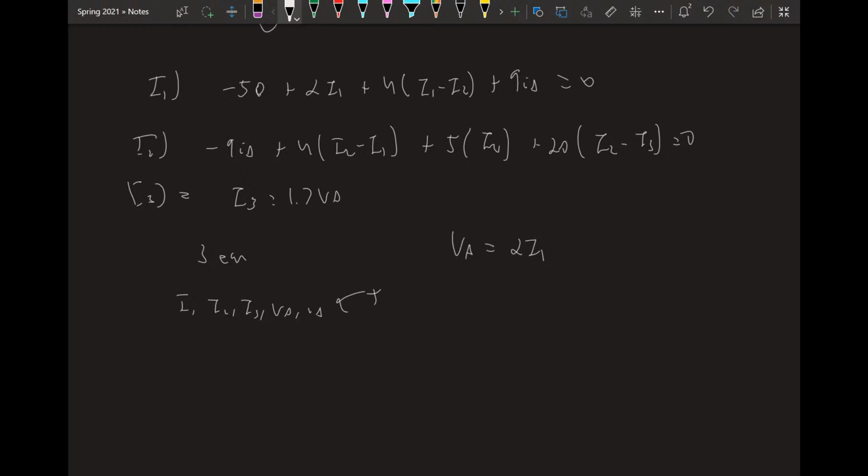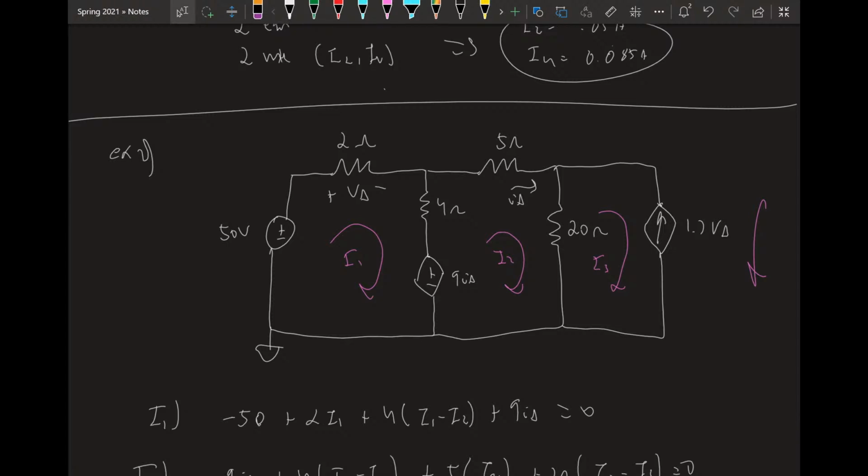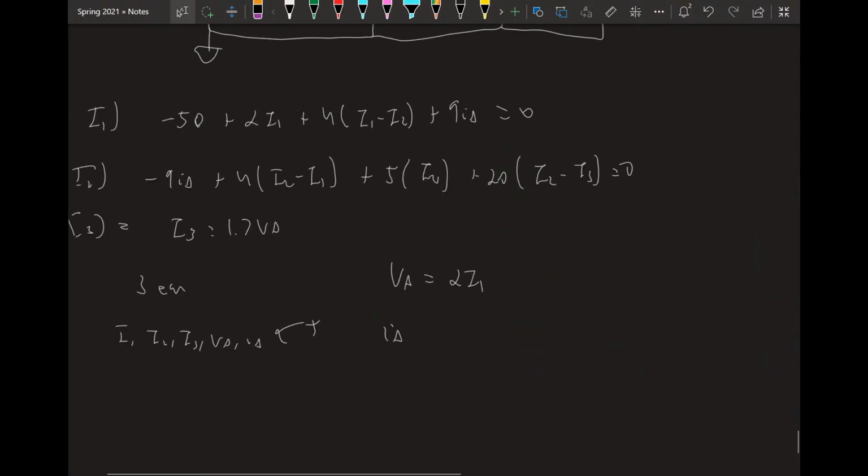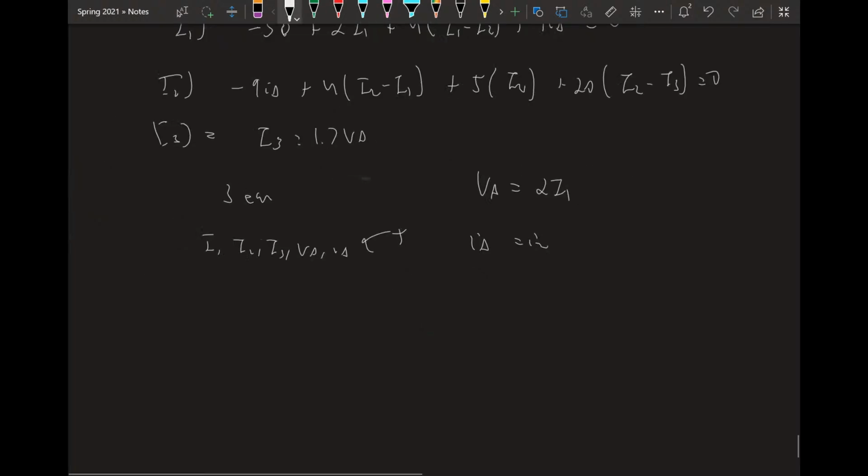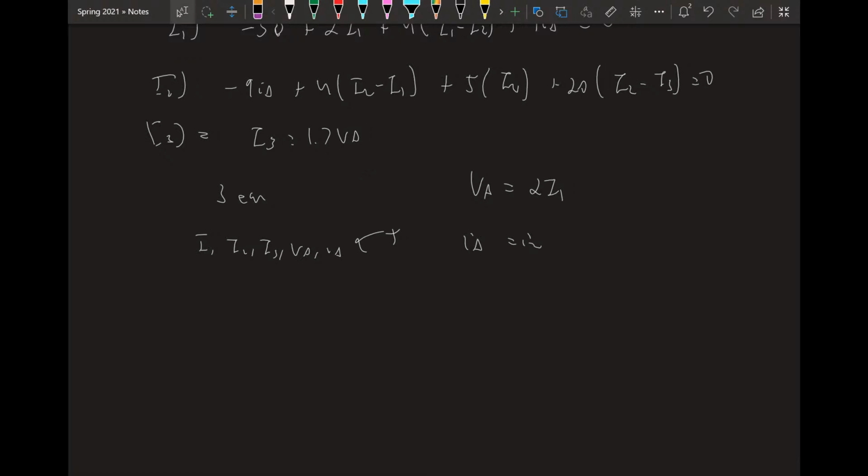Okay, nice. Now what about I delta? When we're moving this way, I delta is running the same branch as I2. So I delta is really just I2. And just like that, we have a solvable system. Now we have a system of equations.